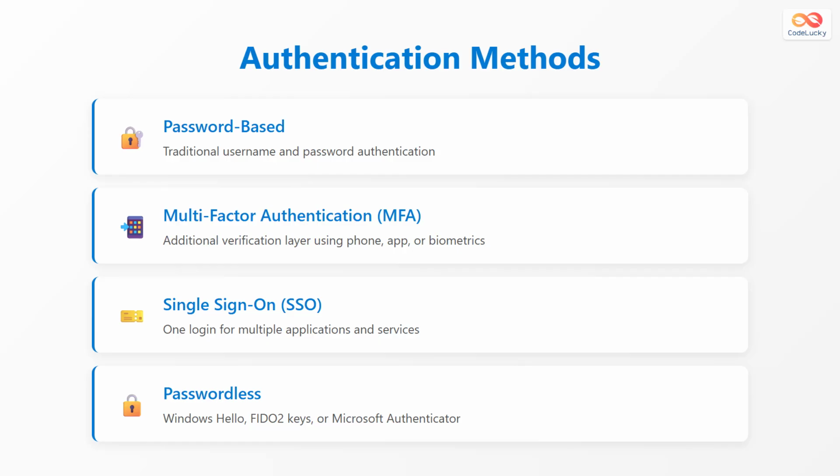Single sign-on, abbreviated as SSO, is a convenient feature that allows users to log in once and access multiple applications without re-entering credentials. For the highest level of security, passwordless authentication eliminates passwords entirely, using methods like Windows Hello, FIDO2 security keys, or the Microsoft Authenticator app. Each method offers different levels of security and convenience to match your organization's needs.